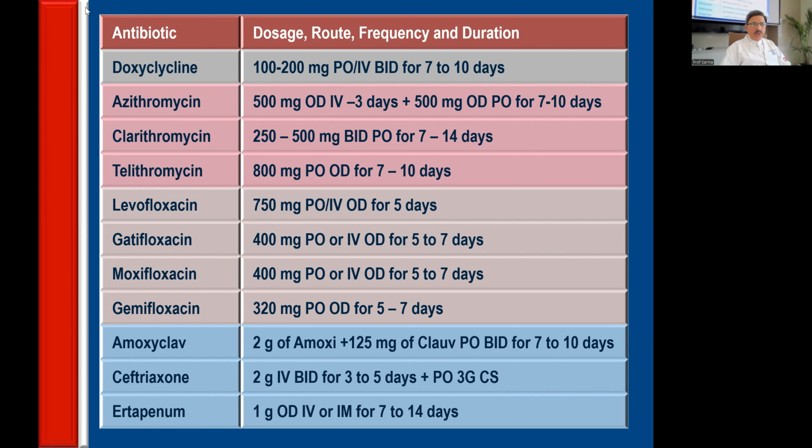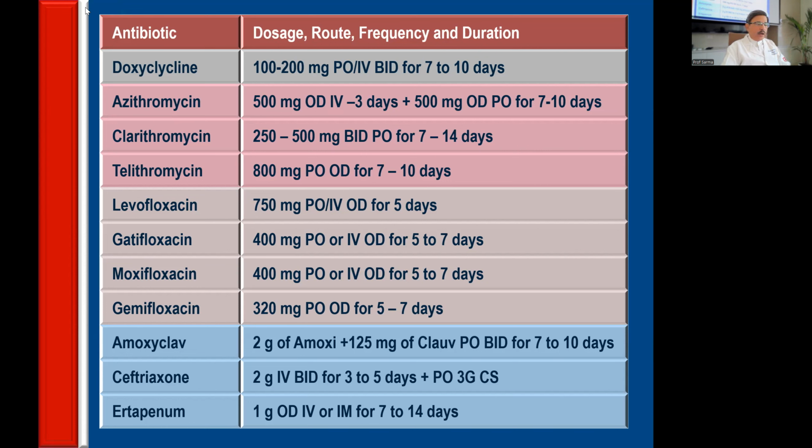Telithromycin we are not using. Levofloxacin 750 milligram tablet is available, peroral or IV, OD for 5 days. Gatifloxacin, moxifloxacin, same dosage, 400 milligrams, 5 to 7 days. Gemifloxacin, 320 milligrams, peroral for 5 to 7 days. Here, the floxacins are used for a shorter duration, 5 to 7 days. When you are choosing macrolides, you use 7 to 10 days or 7 to 14 days. That is the general rule.